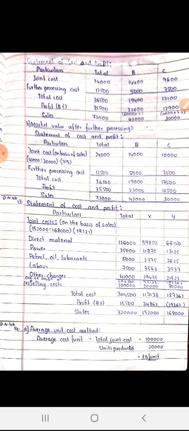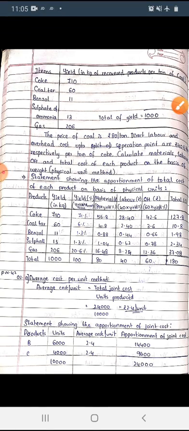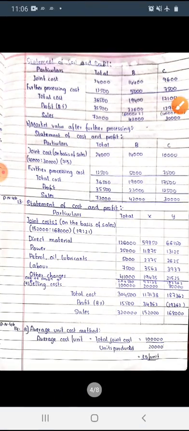Now the second one, market value after further processing. This is similar to the previous statement, but the only difference is the allocation of the joint cost. Joint cost on the basis of sales. In the previous problem, we allocated the joint cost on the basis of cost per unit. Under this, on the basis of sales, we have to divide the joint cost.